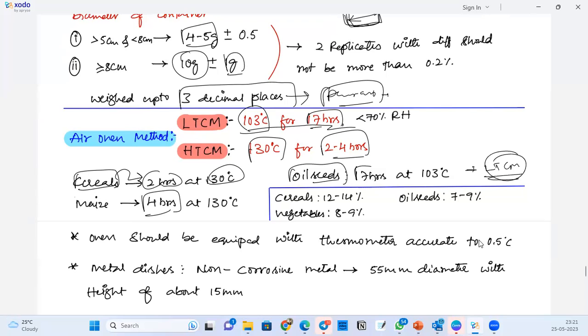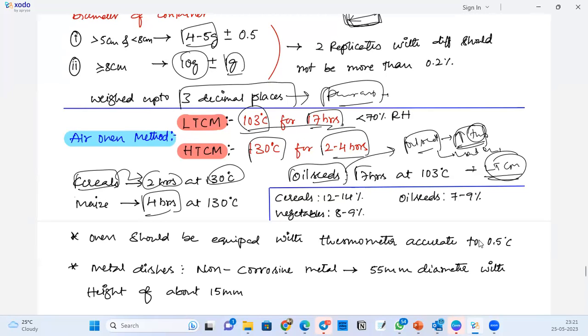Why? Since oil seeds have high oil content, if we suddenly increase the temperature, there will be membrane rupture or lipid peroxidation. There are certain new concepts. Don't worry about it.